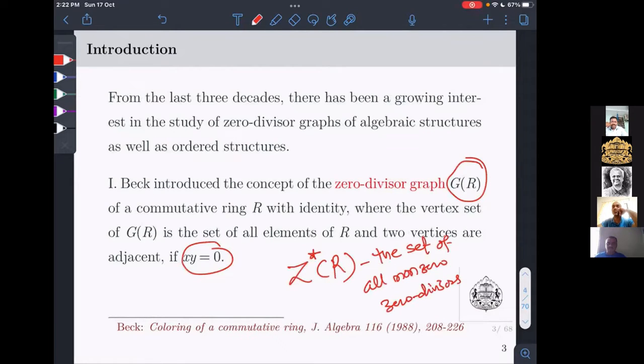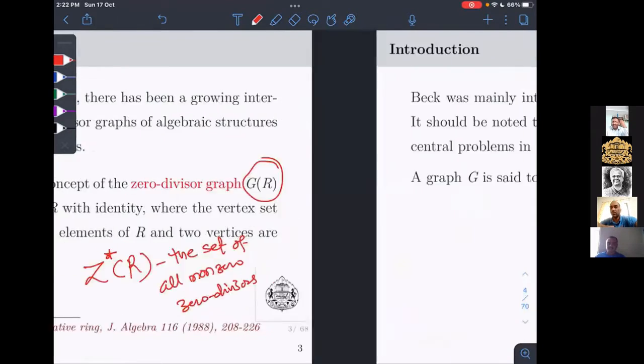The set Z*(R) will be the set of all non-zero zero divisors. This definition was later modified by Anderson and Livingston. Instead of considering all the elements of the ring R, they considered only the set of all non-zero zero divisors, and adjacency remains the same. That means two vertices X and Y are adjacent if their product is zero. So that is the graph which we discussed in the last lecture.